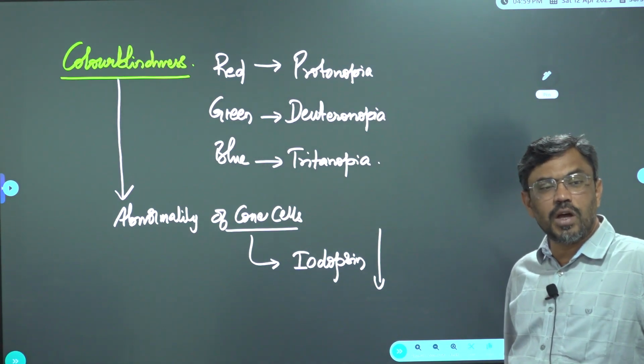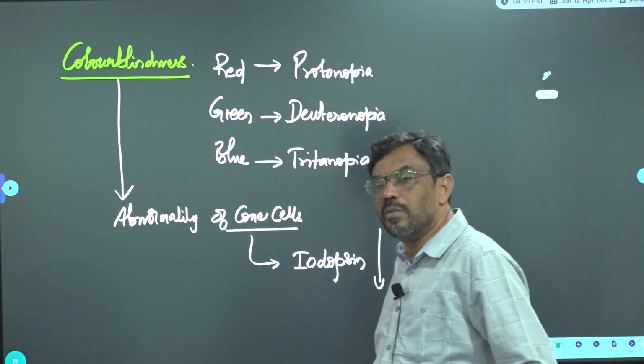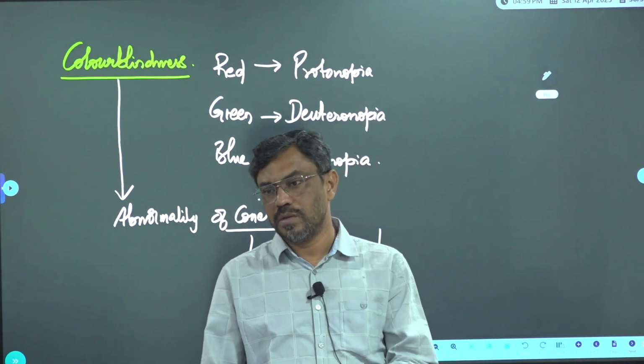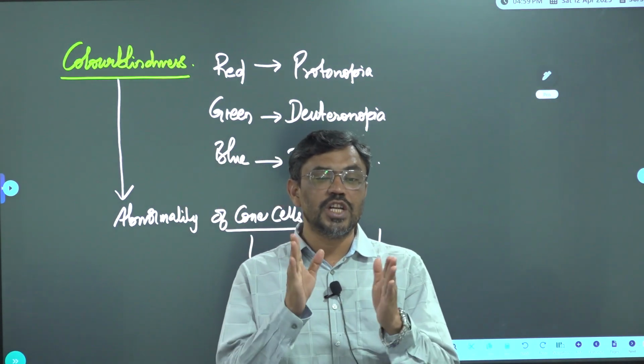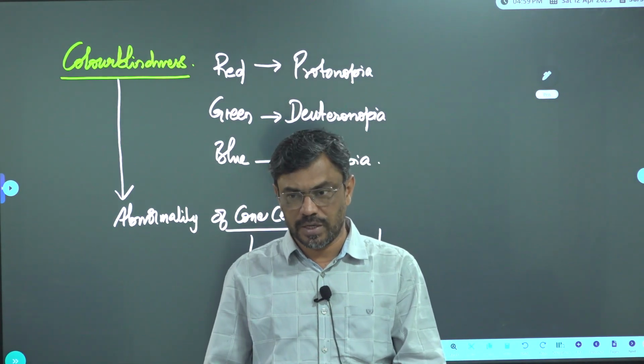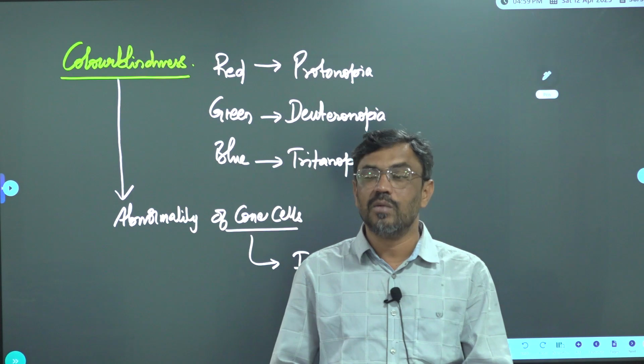So albinism, albinism is being unable to produce the melanin pigment. They are called albinos. So due to abnormality of the gene responsible for melanin production, the melanin will not be released properly. That is called albinism.